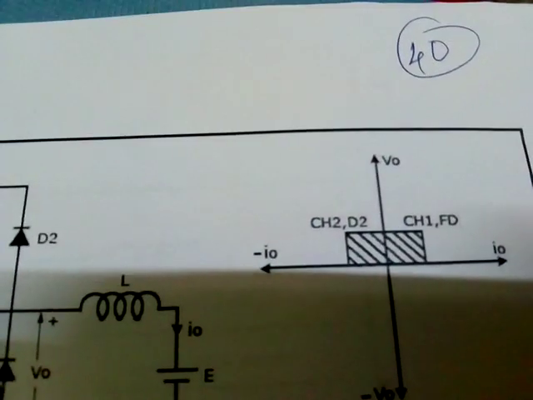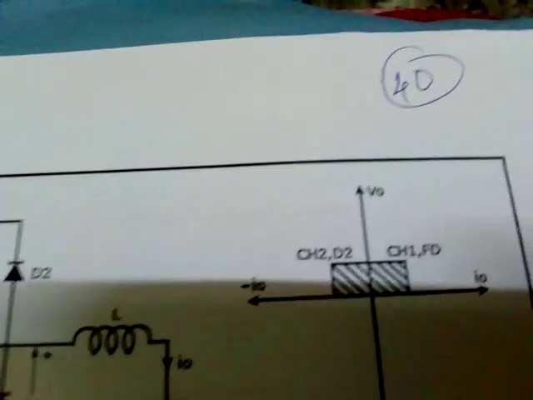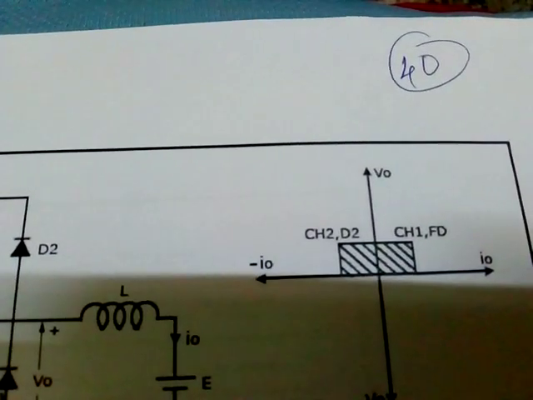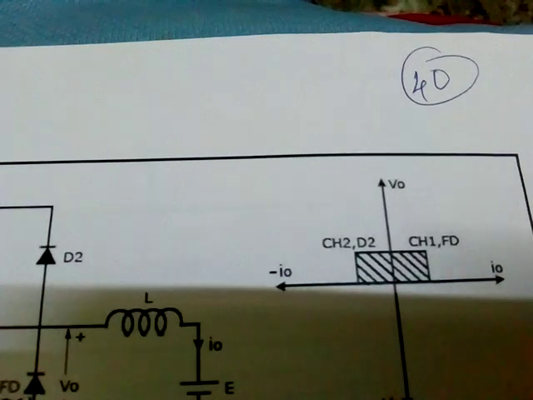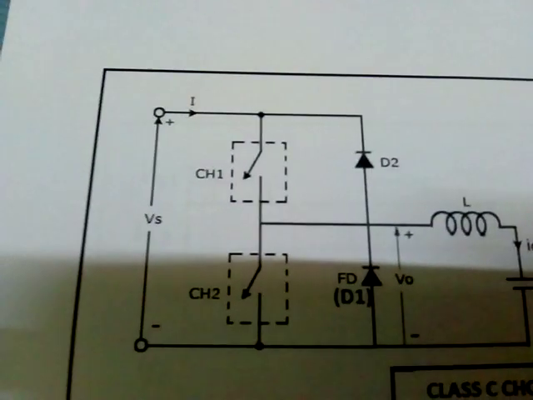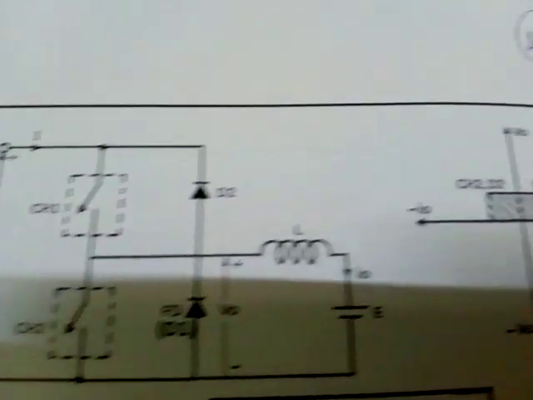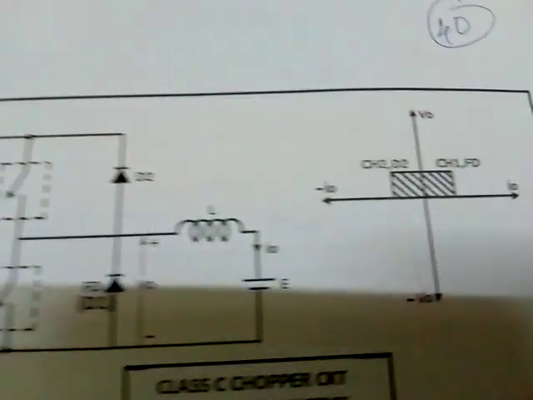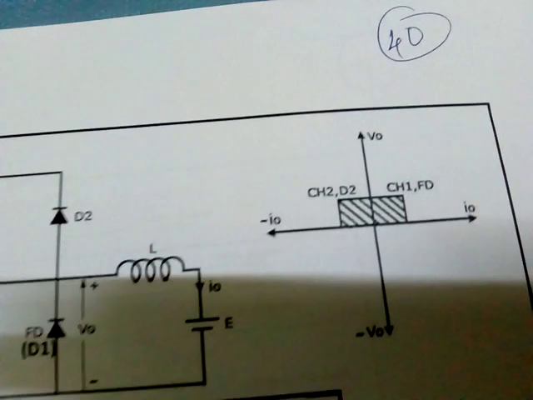In Q1 you can see chopper 1 and diode 1 are operating. In Q2 operation, chopper 2 and diode 2. Diode 1 is also called as FD, freewheeling diode.